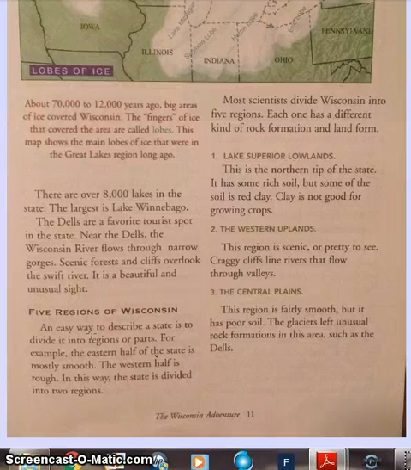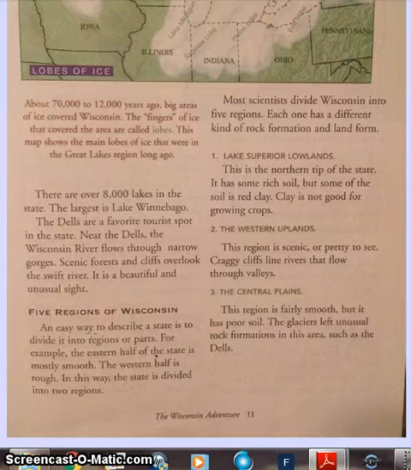Number 1, Lake Superior Lowlands. This is the northern tip of the state. It has some rich soil, but some of the soil is red clay. Clay is not good for growing crops. Number 2, the western uplands. Now, if you want to pause and go back and fill out your chart, you could do that too.